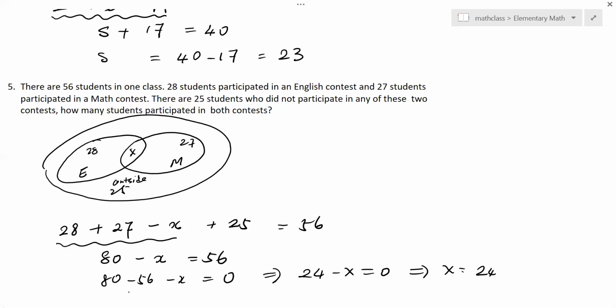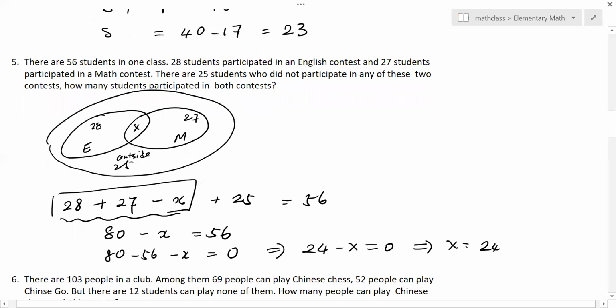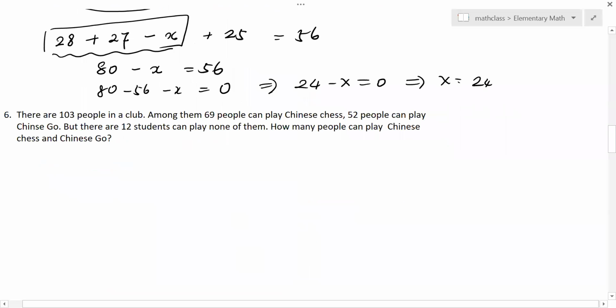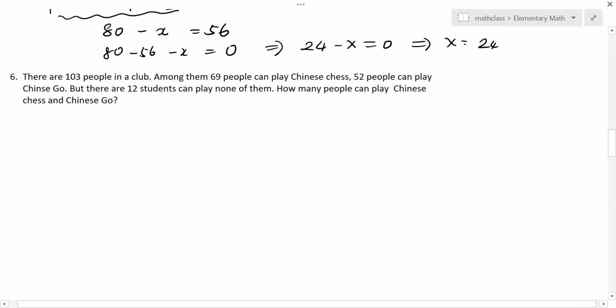All right, so the key formula we used here is still this one, how we get the total number of students who participated in one of the contests or both. This problem is similar to problem number 4. Now let's look at the next problem, and then we are going to study a different type of problem.